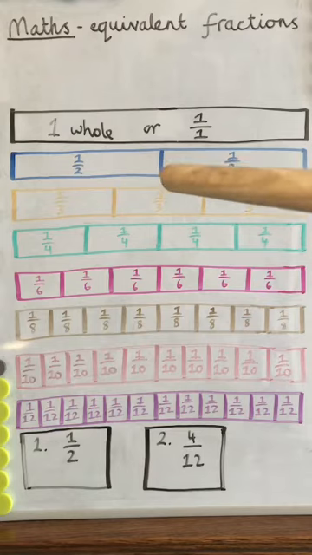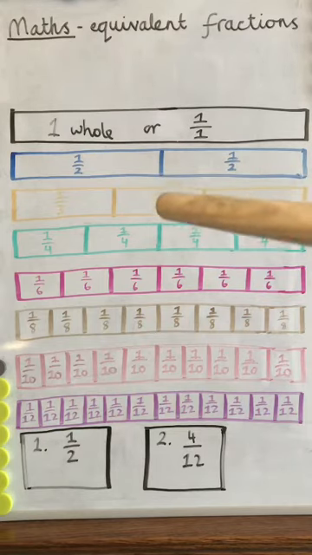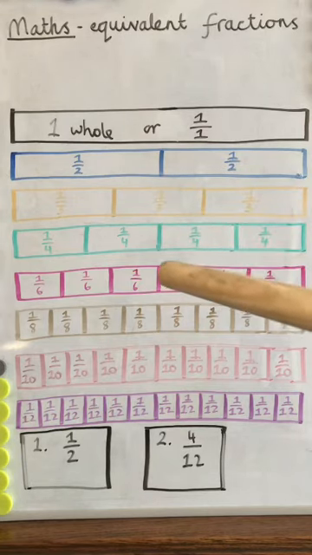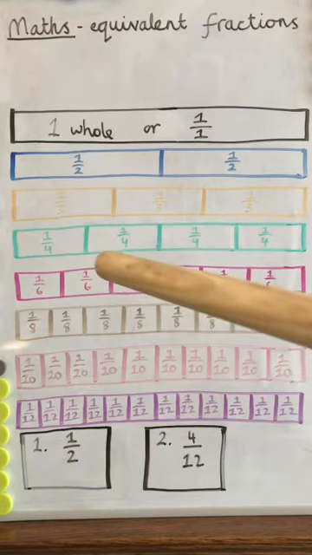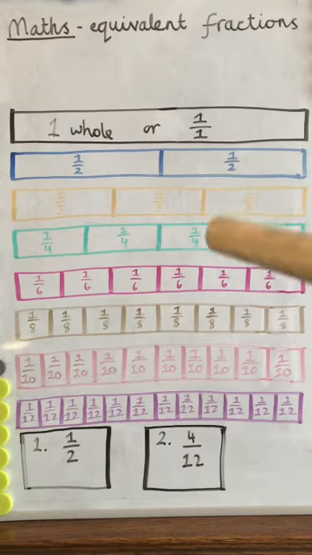Okay, we'll go further down. It's not equivalent to any of the thirds because there isn't a line there. But if we go down to the sixths, yeah, 1, 2, 3. So that's equal to 3/6. Okay, now I'm going to stop there because I'm not going to give you all of the answers.